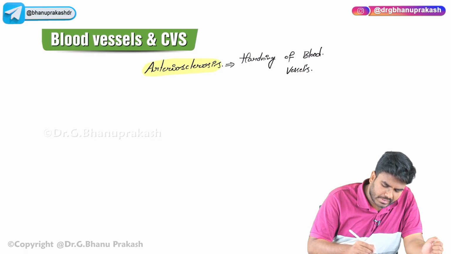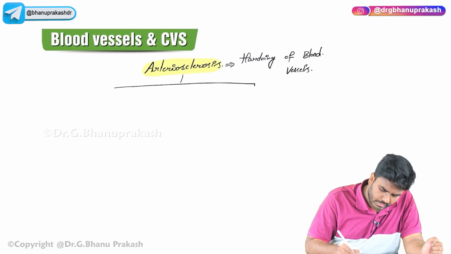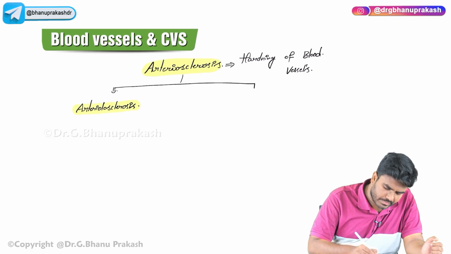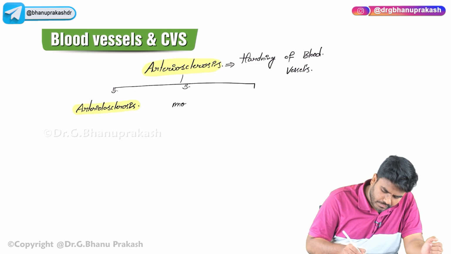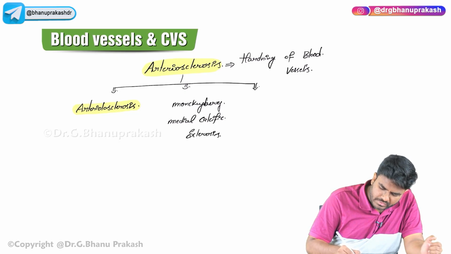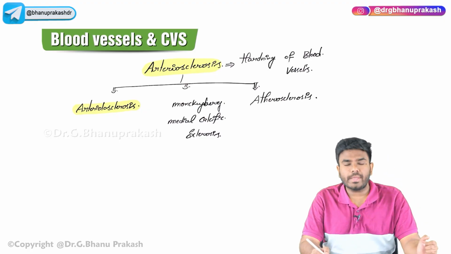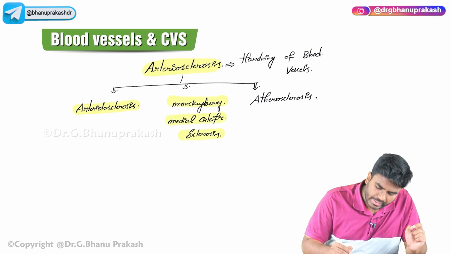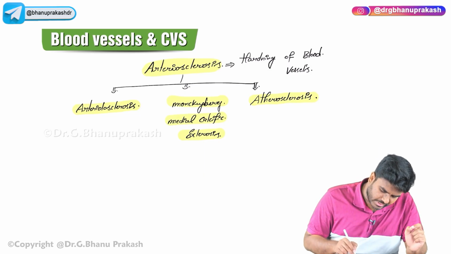So this arteriosclerosis is divided into three types. Arteriolosclerosis, which means the arterioles, the smaller blood vessels. The second type is called Monckeberg medial calcific sclerosis, and the third type, which is very important, is called atherosclerosis. Now tell me, arteriosclerosis is divided into how many types? Arteriolosclerosis, Monckeberg medial calcific sclerosis, and atherosclerosis. Three types are there. Now let's begin with arteriolosclerosis.